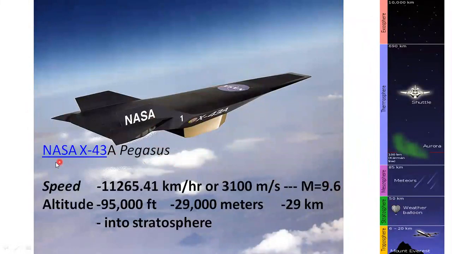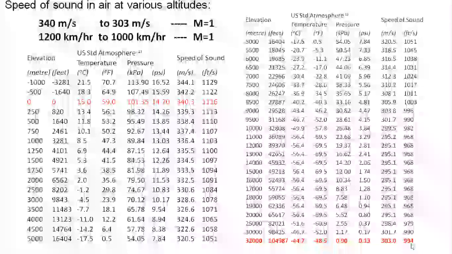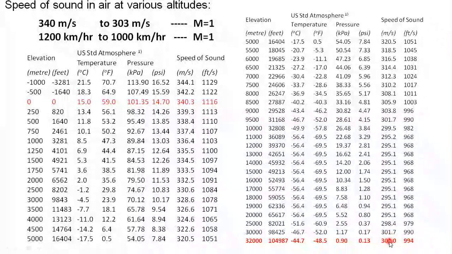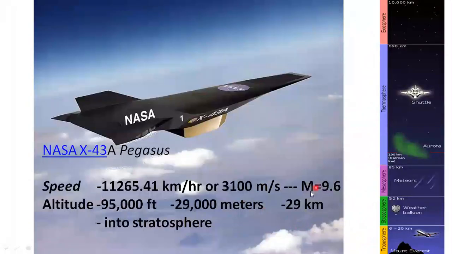Now this is the picture of the NASA X-43 aircraft. This aircraft reached a velocity of up to say 11,000 kilometers per hour, so roughly 3,000 meters per second. Okay, so it's 10 times higher. They reached a Mach number of say 9.6, which is the highest Mach number achieved in the world. They achieved this Mach number in 2004.